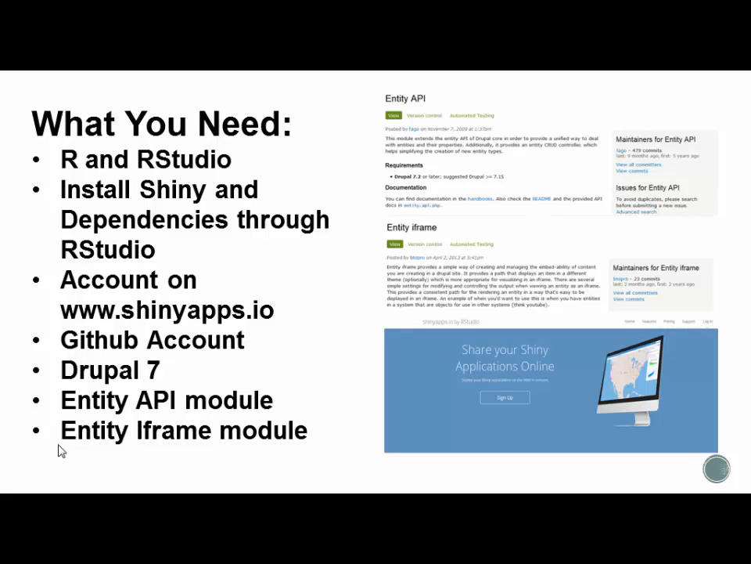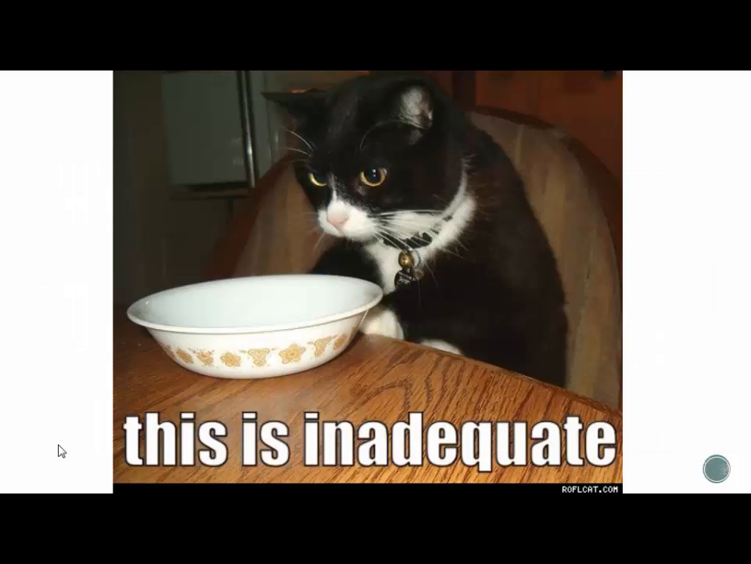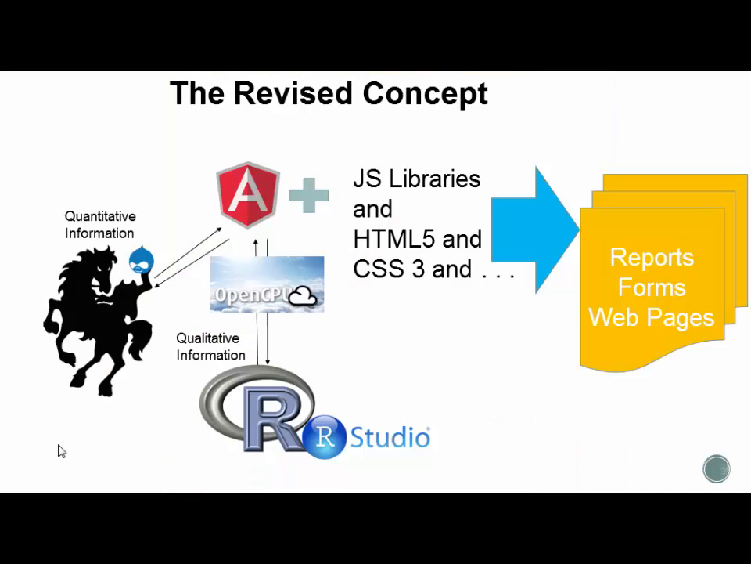Okay. So, as the cat said, this is inadequate. I mean, doing an iframe with R Shiny is kind of cheating, isn't it? It's kind of nice. You can get your users happy with it, but I wanted to go further because I wanted to go back to my concept. And remember the original concept. So what I did is I found out about something called OpenCPU. Anyone use that?